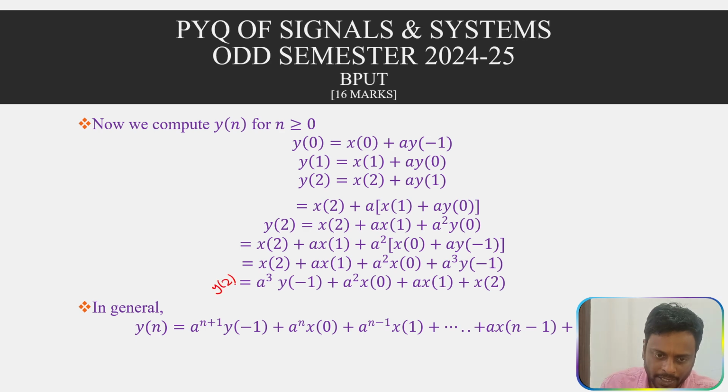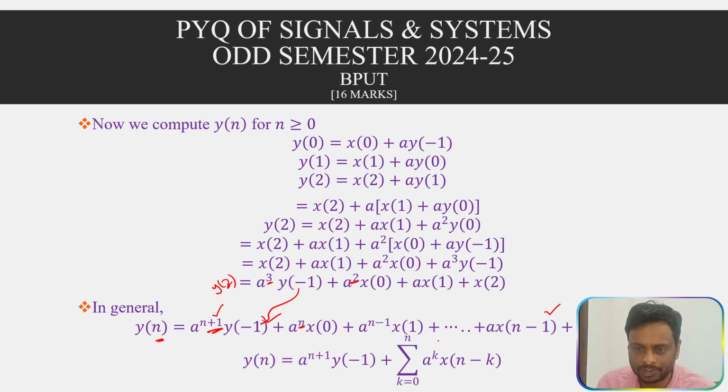So in general, we can write, the power 3 means n plus 1 I have written. Similarly, y of minus 1 is a constant. So a square means we can write a to the power n. Then x of 0, likewise, we can write. So in summation term, you can see this is the summation term, in the general form.